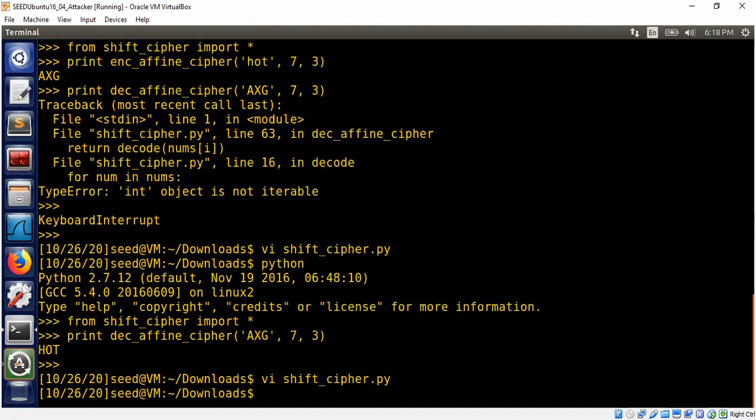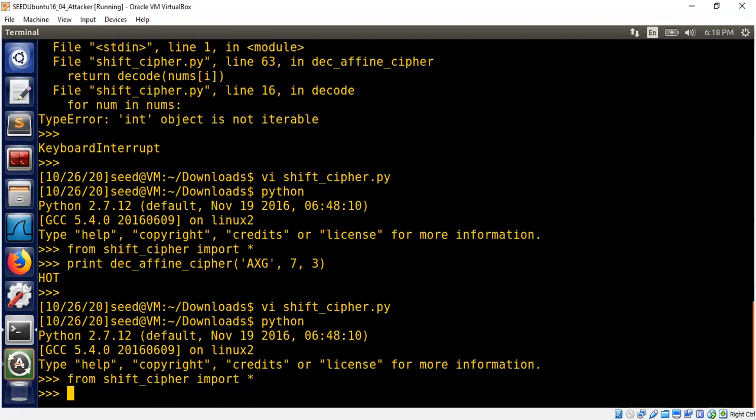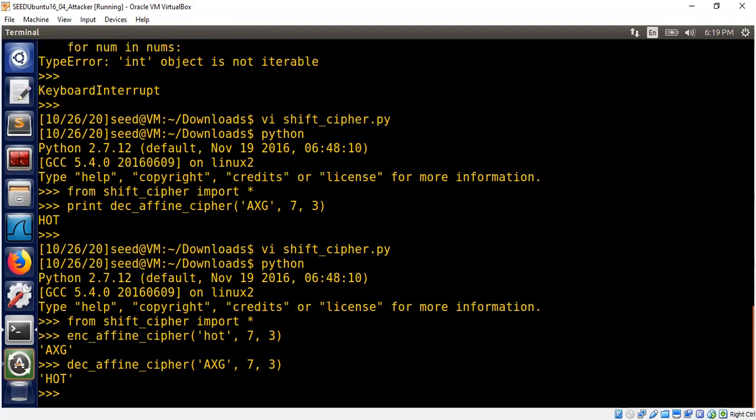Now let me start the Python code, and I'll show you how the affine cipher can be executed. Let's say encrypt affine cipher. I want to encrypt the word hot, and I need to pass A and B, two keys. I will pass A to be 7, B to be 3, and I get AXG. Let's decrypt AXG now. Hopefully I get back hot. Okay, so I get back hot. By the way, I normalized uppercase and lowercase. That's the reason you see capital HOT.